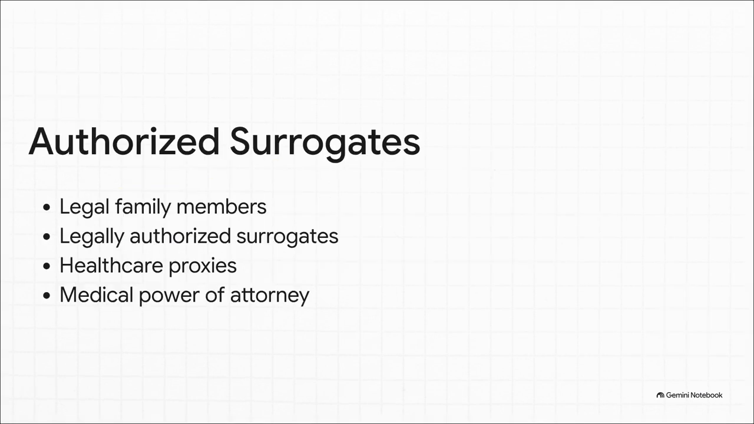But who actually qualifies as an authorized decision maker? Well, you can have this conversation with legal family members, legally authorized surrogates, appointed healthcare proxies, or medical power of attorney holders. Ultimately, the key to staying compliant here boils down to your documentation. You have to note exactly who you're speaking with, their legal authority or relationship to the patient, and explicitly state why the patient lacked the decisional capacity to participate themselves.